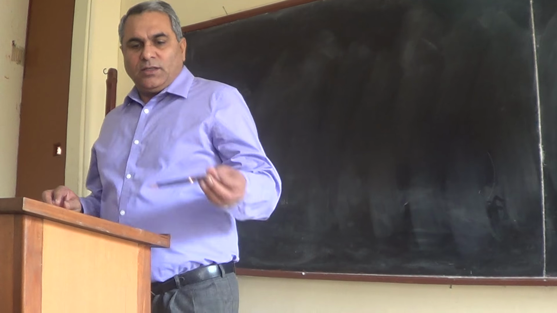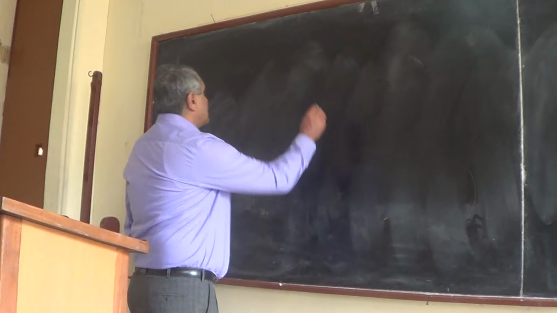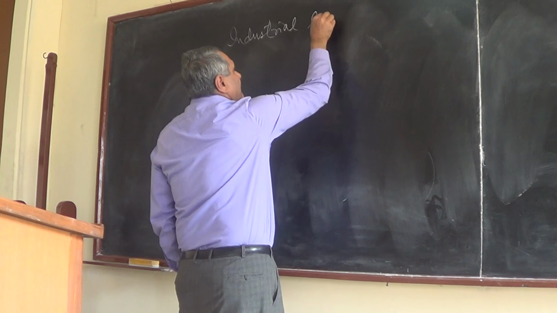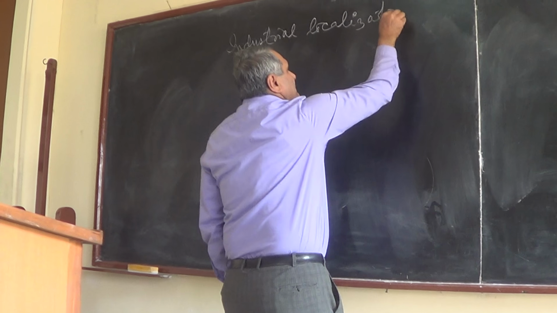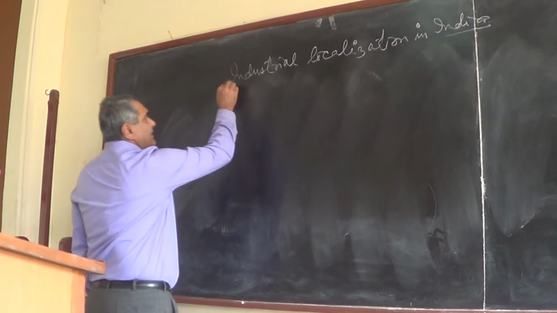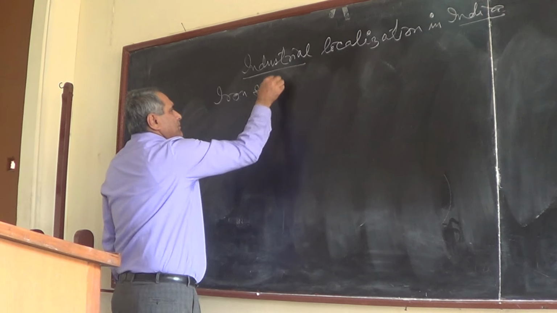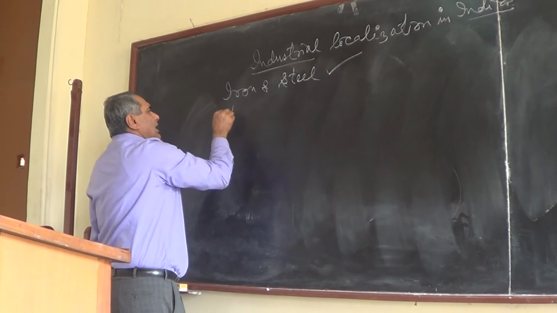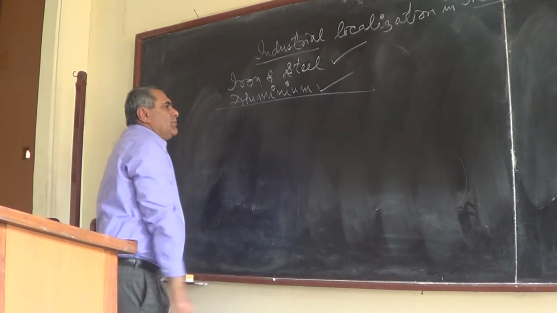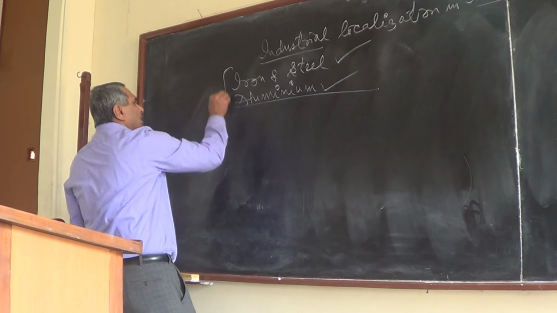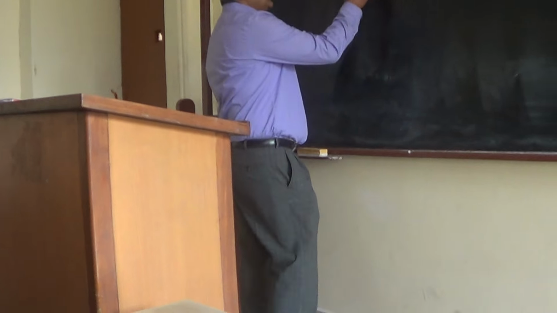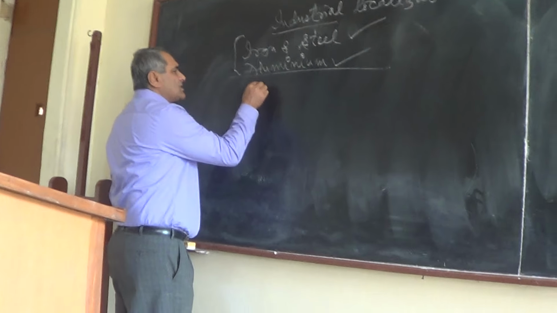Start the new topic today, industries, industrial locations. We did iron and steel. Aluminium. Both of these are metallic industries, mineral-based industries. The next is, today we'll start the cotton textile industry.